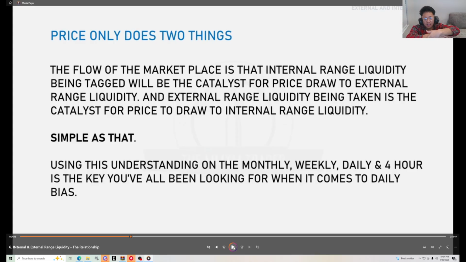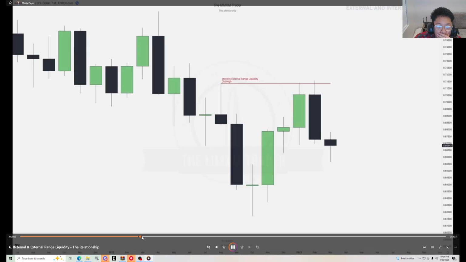Simple as that. And you can use it for all time frames: monthly, weekly, daily, and the 4 hour is the key. Or stick to the 4 hour. External range liquidity taken is the catalyst for price to draw to internal range. So that's what to understand over here.